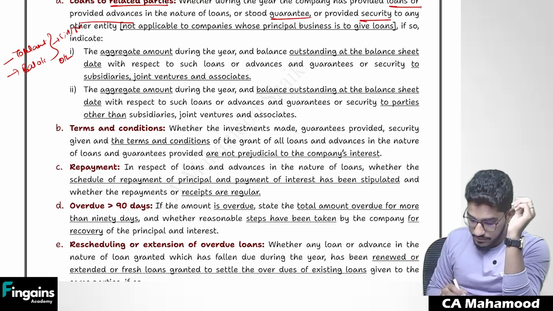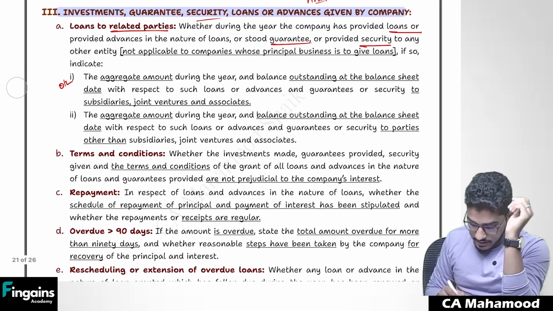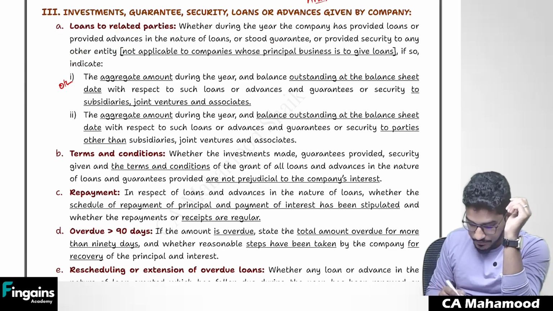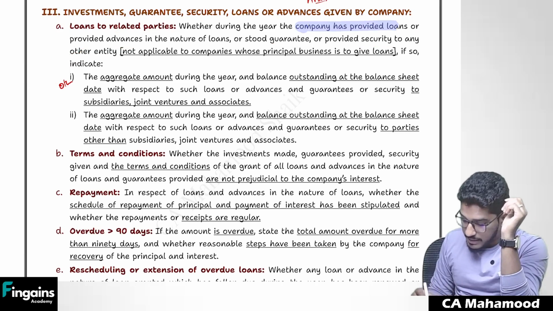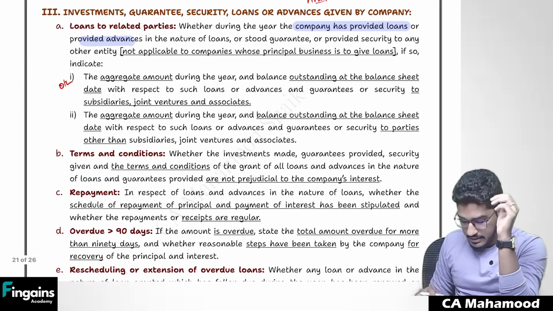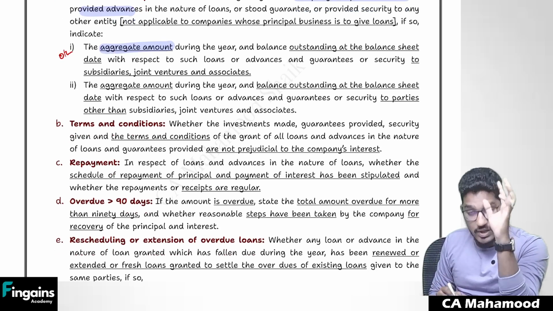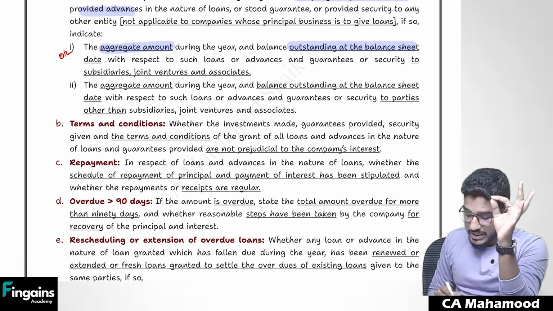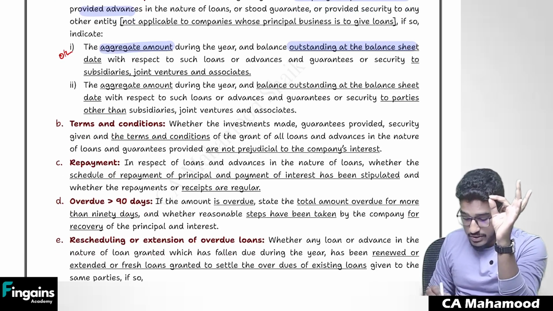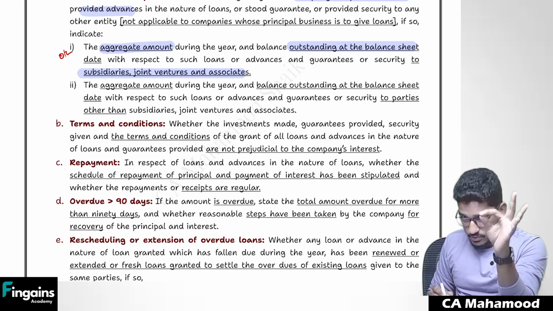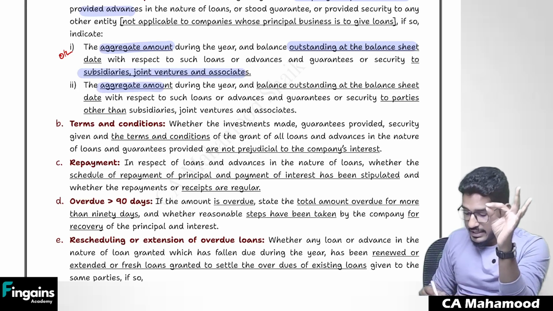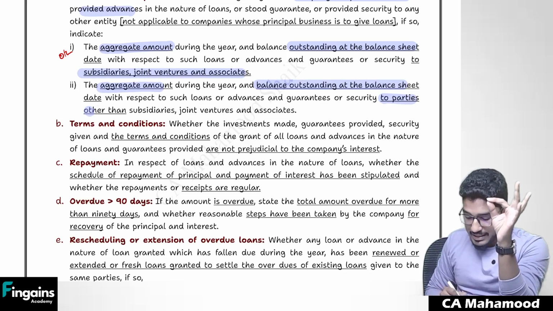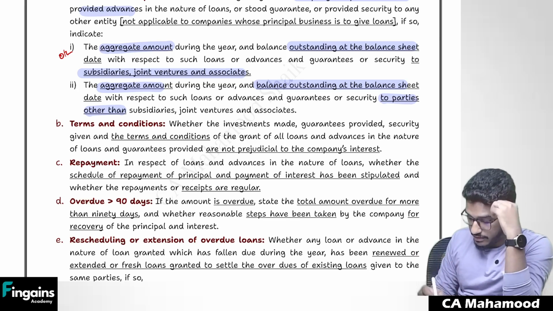Very simple. So if you see here, once again, if I read it, I will give you an example to make you understand. So whether during the year the company has provided loans, advances, etc. If so, indicate what is the aggregate amount and also balance outstanding with respect to such loans or advances or guarantees or security to subsidiary, joint venture and associates, and what is the aggregate amount and balance outstanding with respect to such loans and advances to parties other than subsidiary, associate, joint venture. I will give you a simple example to make you understand.